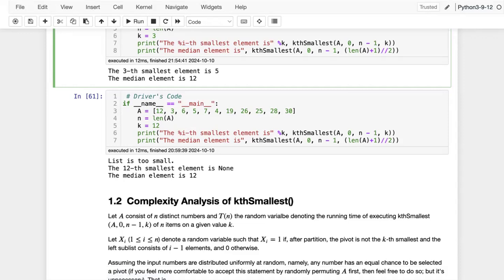Okay, so in the next video, we're going to look at complexity analysis of this k smallest algorithm.